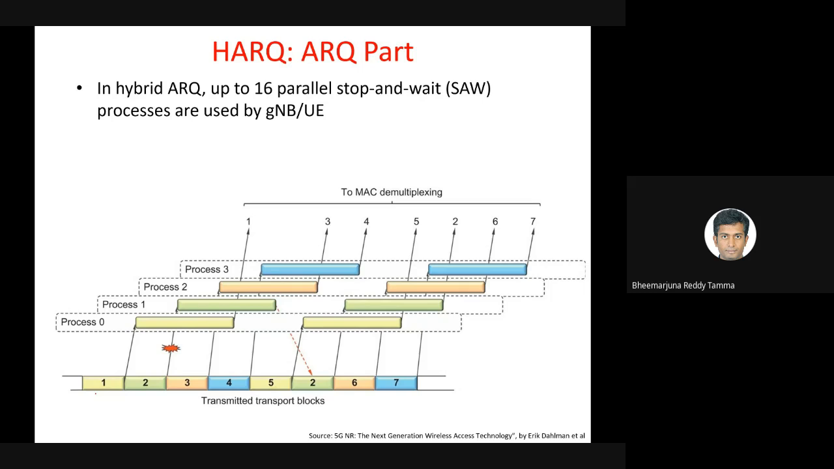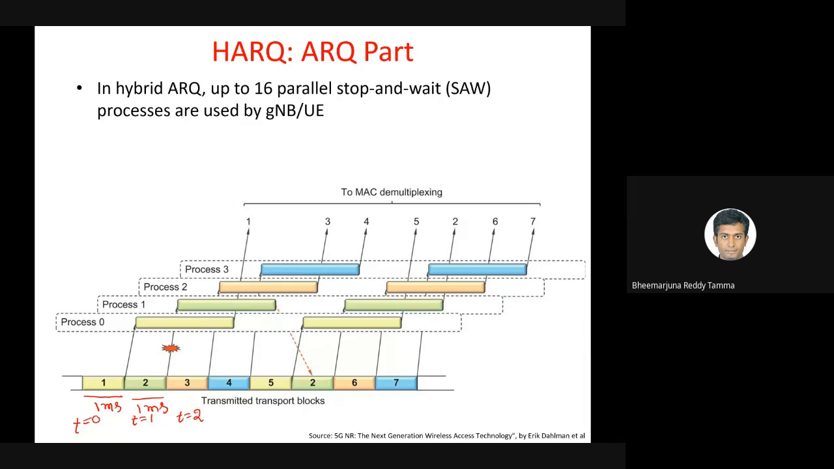Let's assume that for convenience, each transport block is sent over a time interval of 1 millisecond. So if it is 16 parallel stop-and-wait processes, let's assume this is time t equal to 0, this is t equal to 1, and this is t equal to 2. Let's assume that these are the different scheduling time instances.